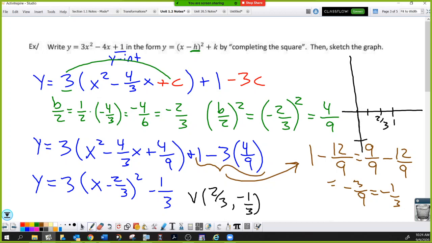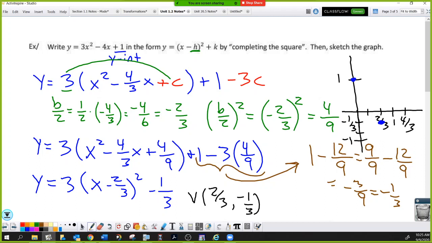And if this is a negative 1, this is a negative 1/3, negative 2/3. Trying to keep my picture to somewhat scale, and there's positive 1. Our vertex was at 2/3, comma, negative 1/3. And the y-intercept was positive 1, which was 2/3 to the left. So if you did 2 more tiny tick marks to the right there, was that 1 1/3?